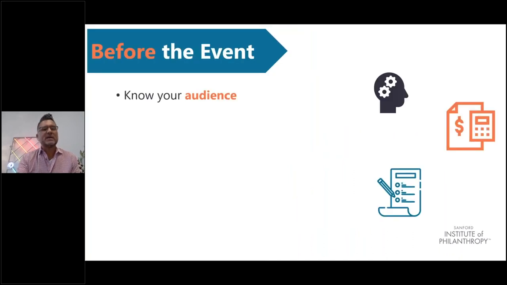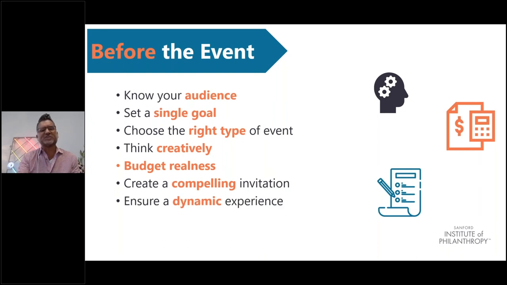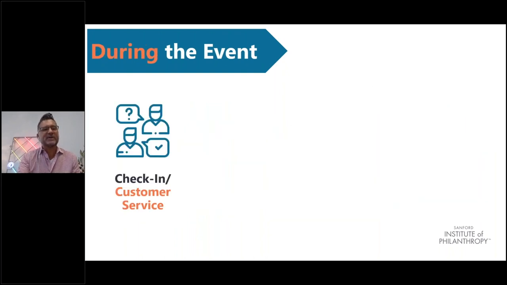Real quickly, events: know your audience, set a single goal, choose the right type of event, think creatively, and budget realness, right? Be real about your budget for your events, create a compelling invitation. This is all of the stuff, ensure a dynamic experience, right? This is all the stuff that you're doing anyway to make sure that the ROI that night is where it needs to be.